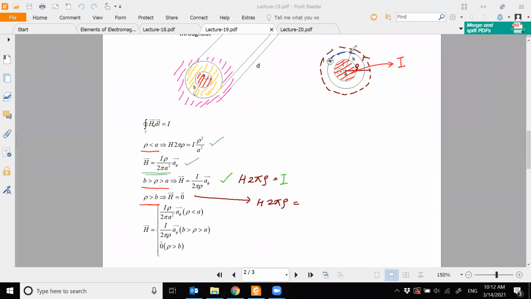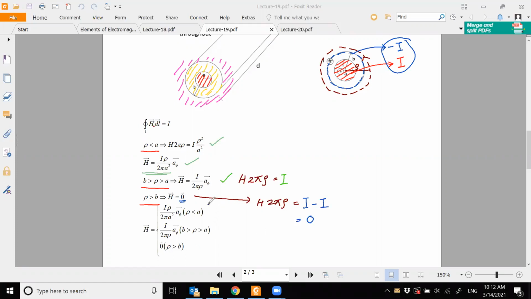So just now your friend told, see, there is another current here. Can you see this? Here the current is flowing in one direction, I, and this blue one is the current flowing in the other direction, which is minus I. So what is the net current? The net current is I minus I, which is equal to zero. And that's why you are seeing it zero.